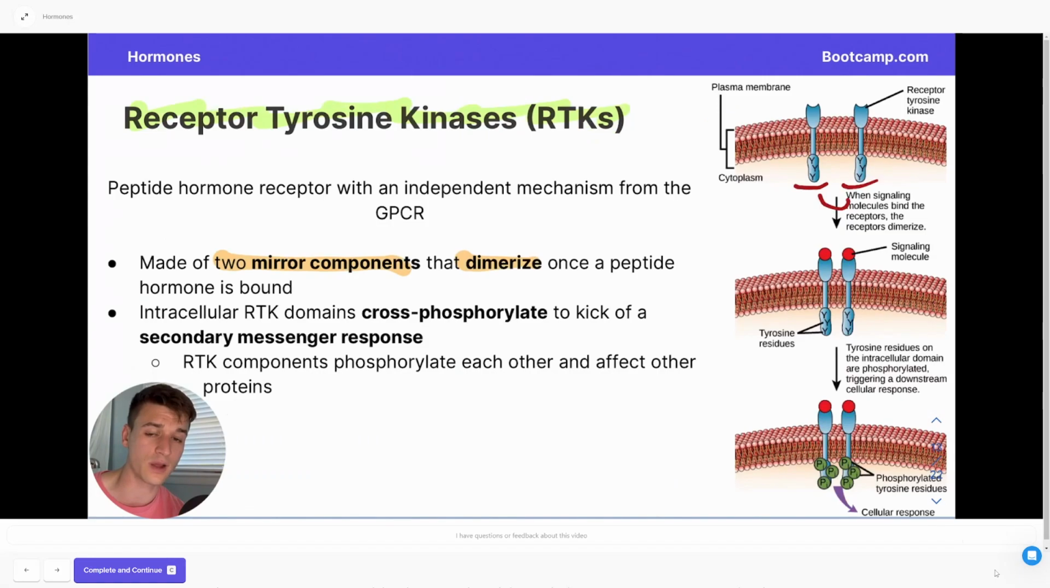Now when they do this, another thing that makes them very cool is they're going to cross-phosphorylate. Phosphorylation, of course, being the addition of a high-energy phosphate group to something, with cross-phosphorylation meaning that one component is going to phosphorylate the other, and vice versa. And so we can take a peek over at our visual example, and we're starting with inactivated RTKs, separated, not bound, and once we do bind our signaling molecule, they're going to dimerize and interact, and from there, they'll go ahead and cross-phosphorylate. These phosphate groups are then able to interact with other proteins, and this cross-phosphorylation gives rise to another secondary messenger response.